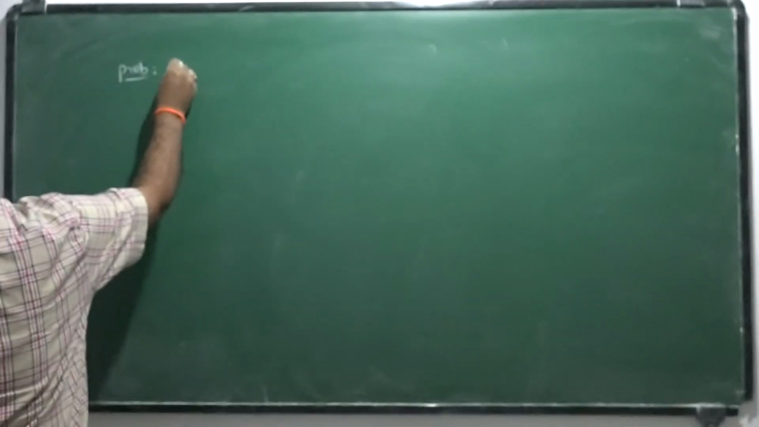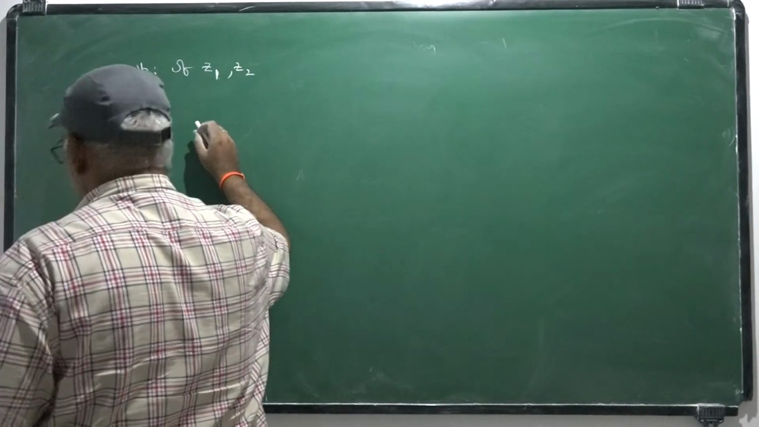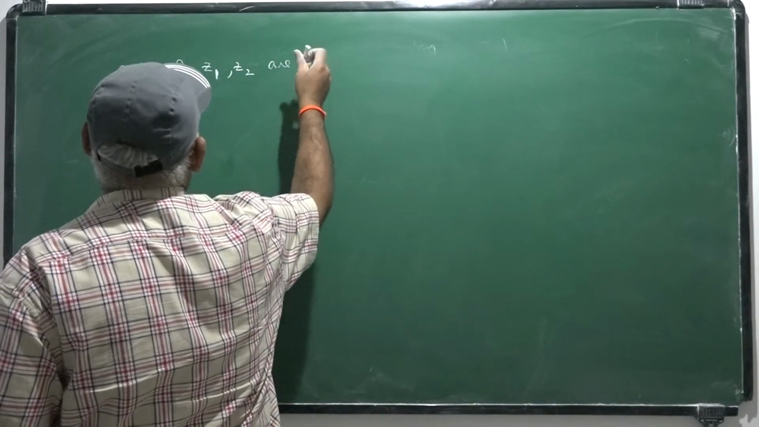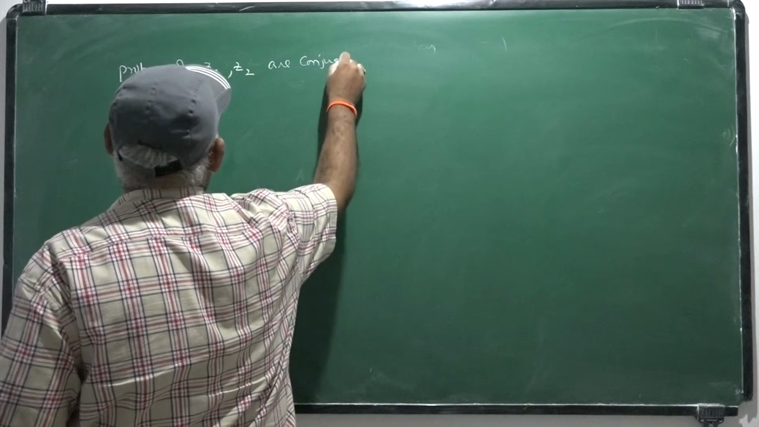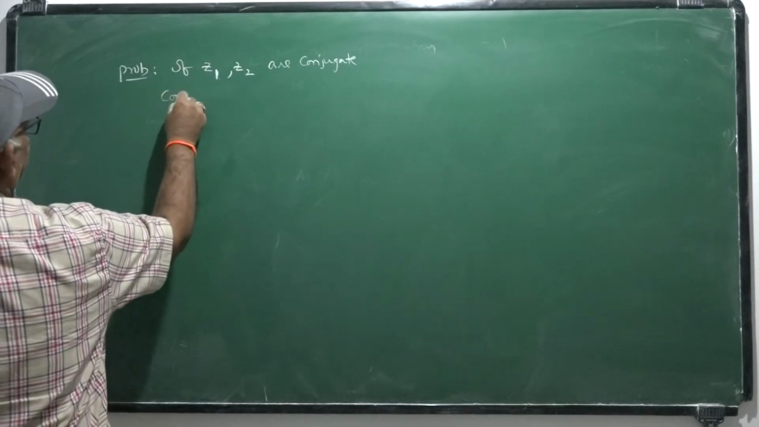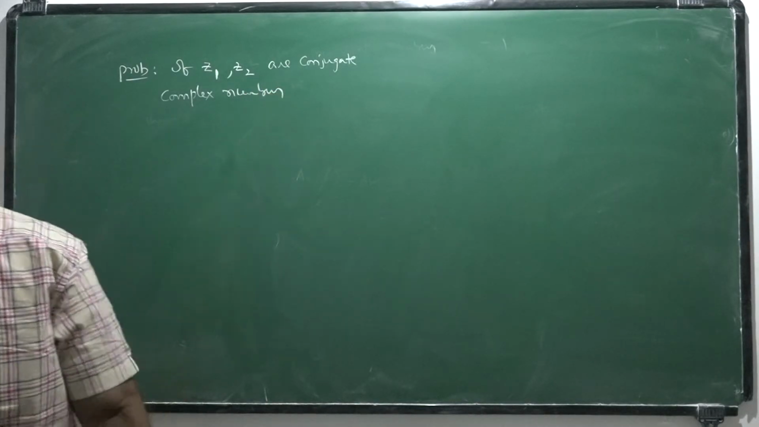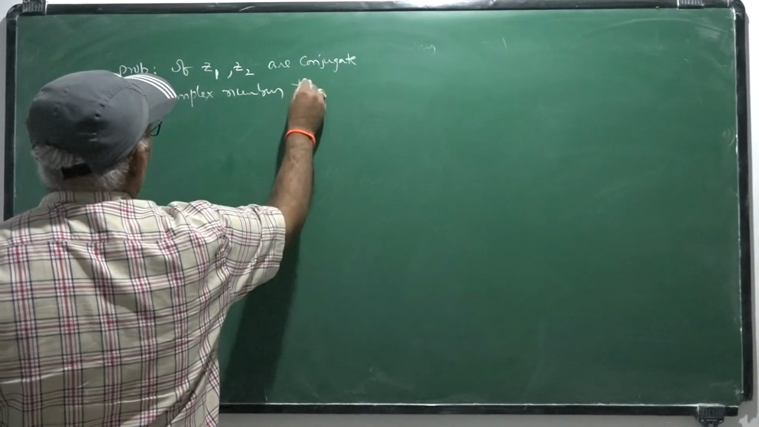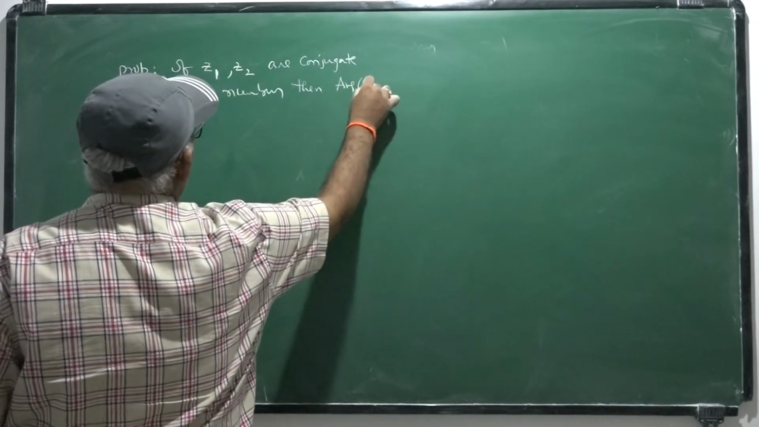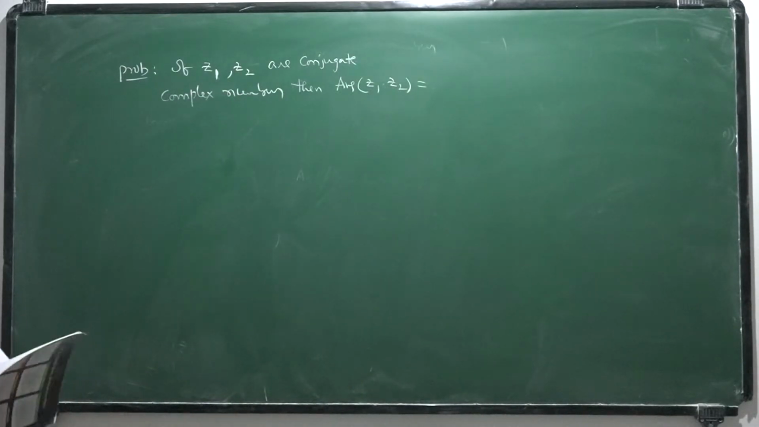Next problem. If Z1, Z2 are conjugate complex numbers, then argument of Z1 into Z2, argument of Z1 Z2.